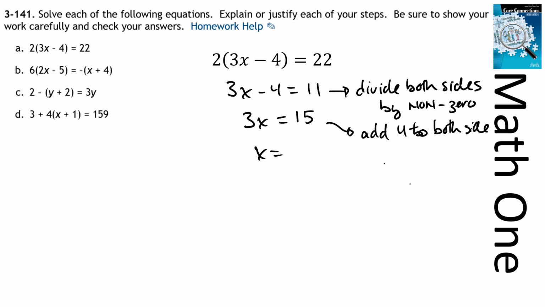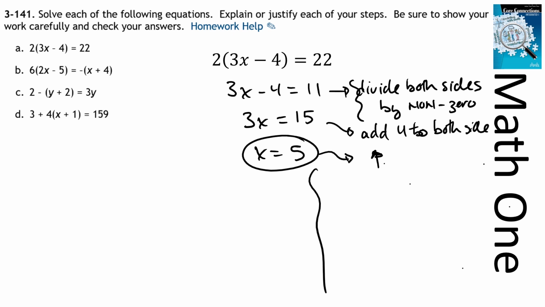So this is exactly the same reason I had up above, right? It's the division property of equality. I'm dividing both sides again by a non-zero number. So we get that x is 5, and I'm going to plug that into both the left and right hand side and verify that I get the same thing.